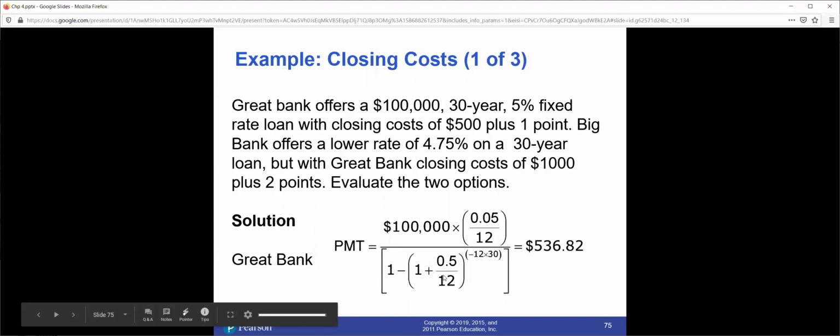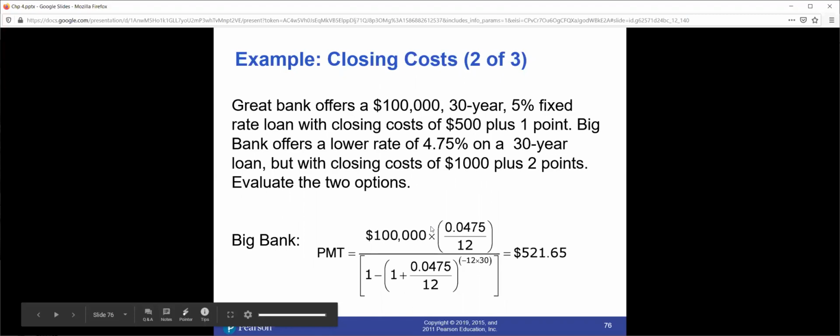the 5% option shown here, plug it into your loan calculator that we discussed earlier, because a mortgage is essentially a fancy name for a loan, right? You have your amount, your principal, of $100,000. Your APR is 5%. Paying monthly, so your N is 12. Over 30 years, Y is 30, giving you a payment of $536.82 for Great Bank's offer.